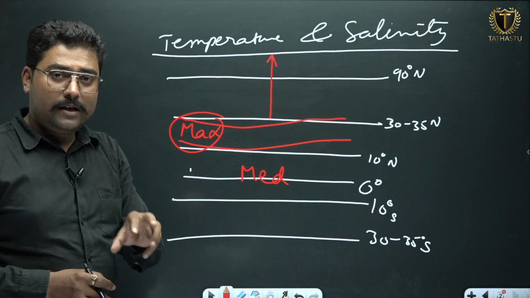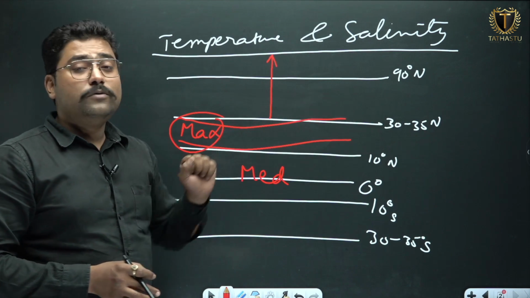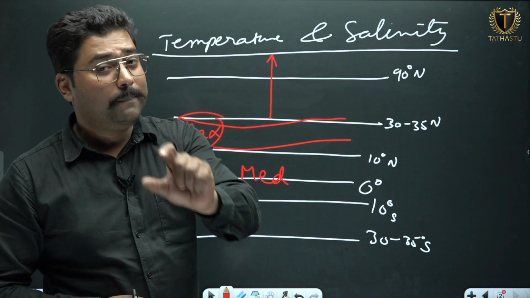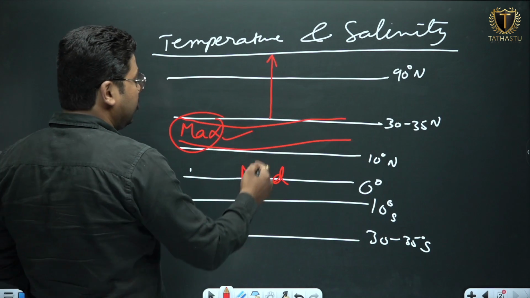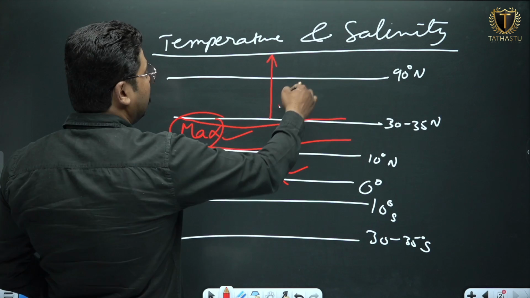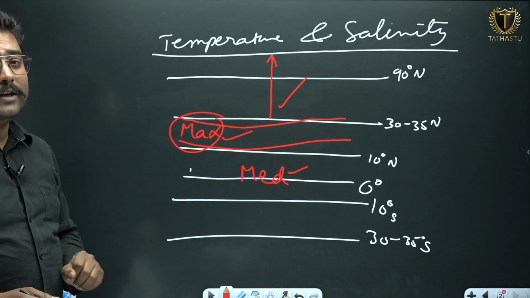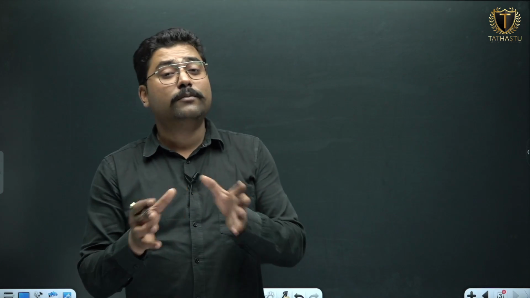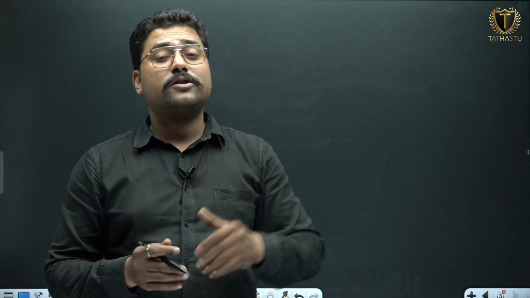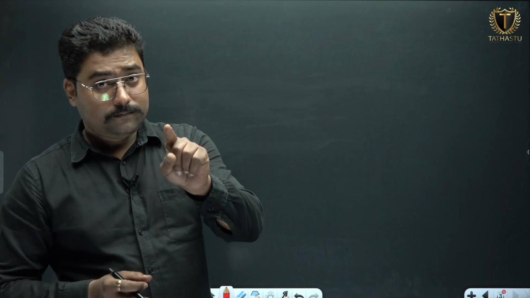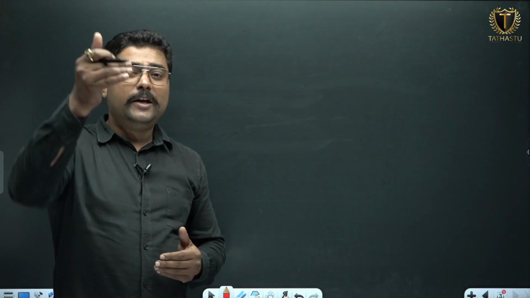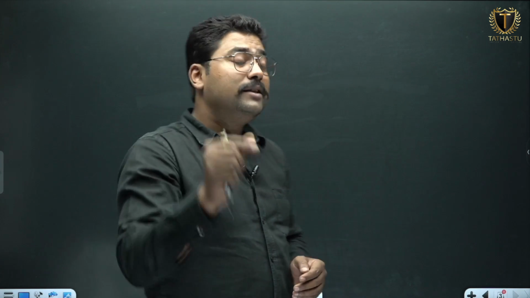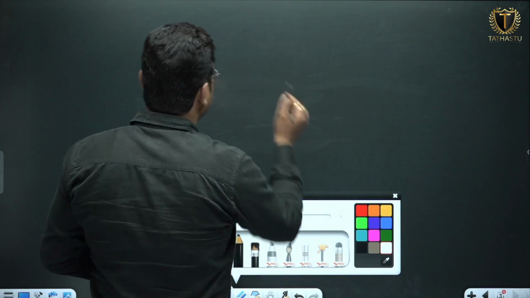That's why the area between 10 to 30 north and south will have more salinity in comparison to the equatorial part. So the maximum will be here, medium, and then it will decrease towards the polar areas. Now the salinity is again going to determine the movement of water from higher concentration to lower concentration. But over these two factors, temperature and salinity, another factor is going to overrule, and that is the shape of the coastline.